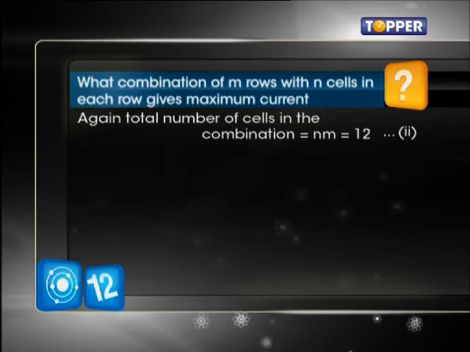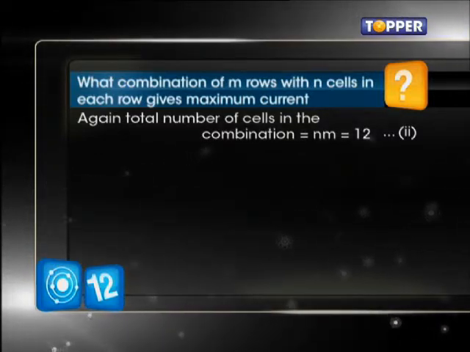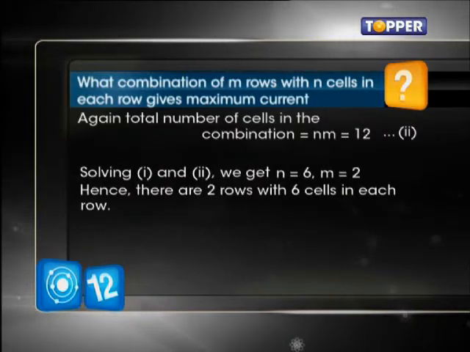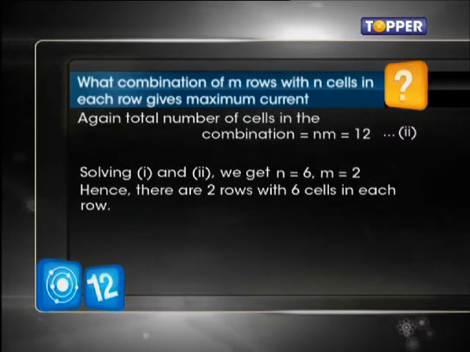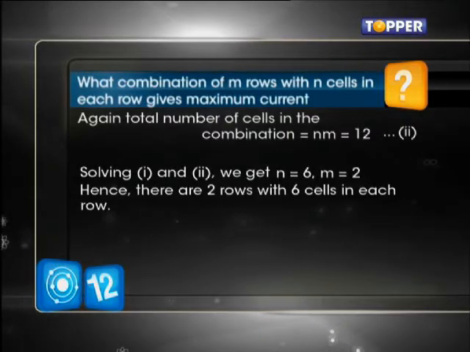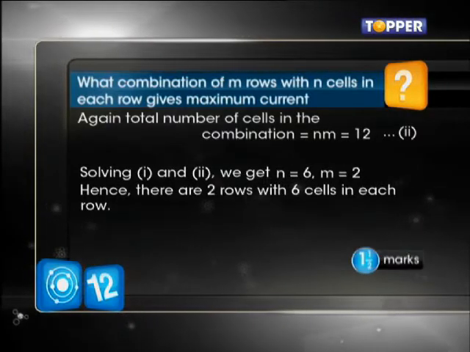Again, the total number of cells in the combination is equal to nm, which is equal to 12. Solving 1 and 2, we get n equal to 6 and m equal to 2. Hence, there are 2 rows with 6 cells in each row.